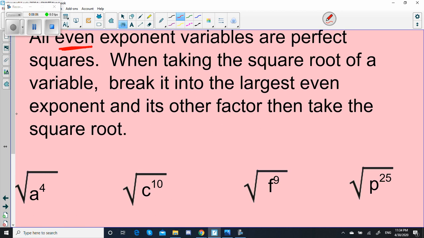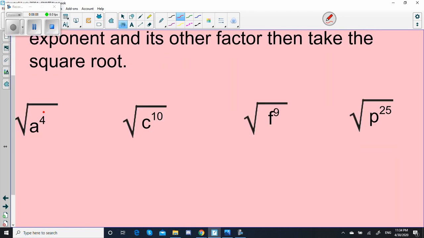So this is what I mean by that. If this exponent is even, which it is, when I take the square root of it and pull it outside the radical sign, I just divide it by 2. So the square root of a to the 4th is a to the 2nd. Because it's even, there's nothing left under the radical sign. Again, this 10 is even, so to take the square root of it, I just divide it by 2. So c to the 5th is the answer.